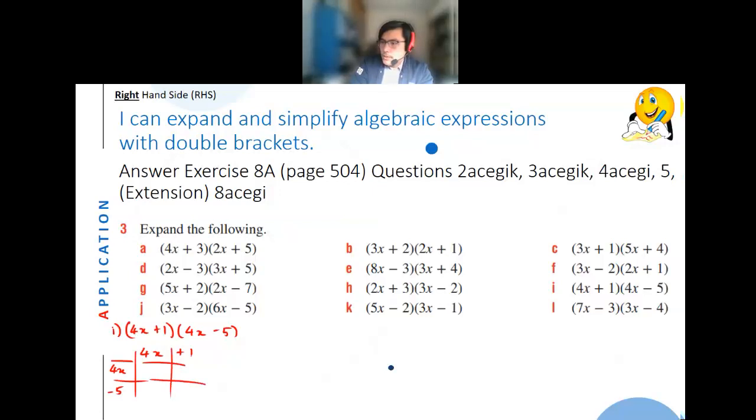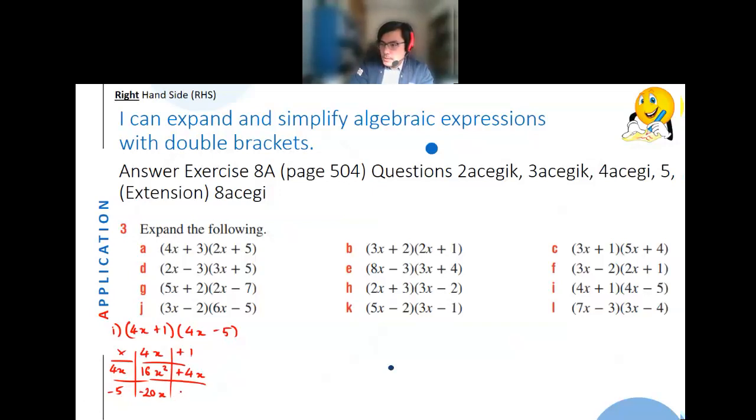Alright, so we have 4x times 4x. So 4 times 4 is 16. X times x is x squared. 4x times plus 1. So positive and a positive is positive. 4 times 1 is 4. It's going to be plus 4x. Okay. Negative 5 times 4x. Negative and a positive is a negative. 5 times 4 is 20. So negative 20x.